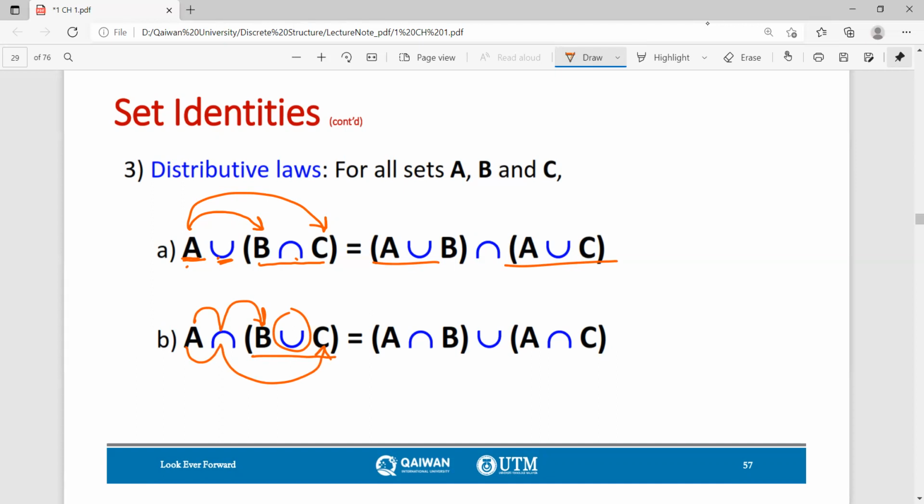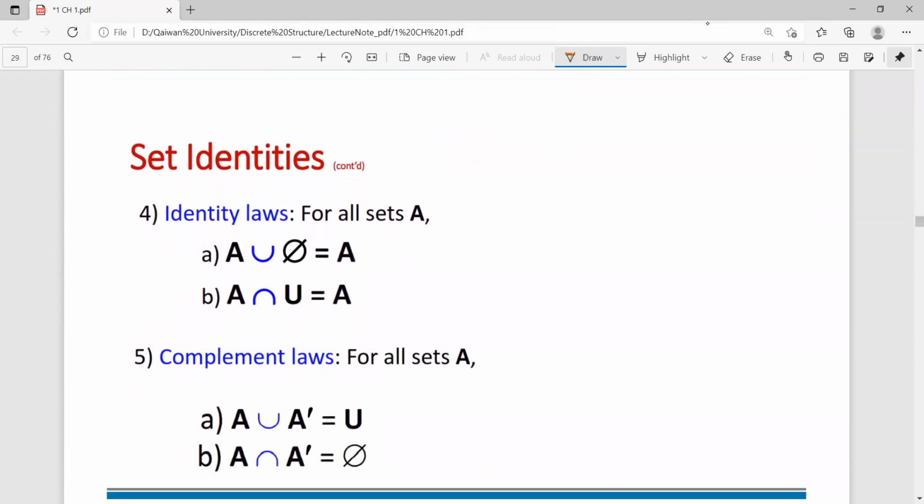Okay, and even here it's the same: A union B intersection A union C. Okay, is that clear? Okay.